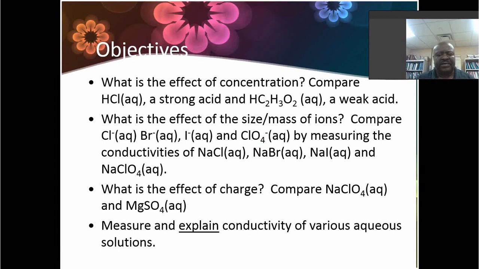The other thing I thought of is, what's the effect of charge? Magnesium 2+ moving, sodium +1 moving. How does that affect the current flowing? So you will compare sodium perchlorate, Na+, ClO4-, and magnesium sulfate. Gotta know your ions, right? Mg2+, SO4 2-.